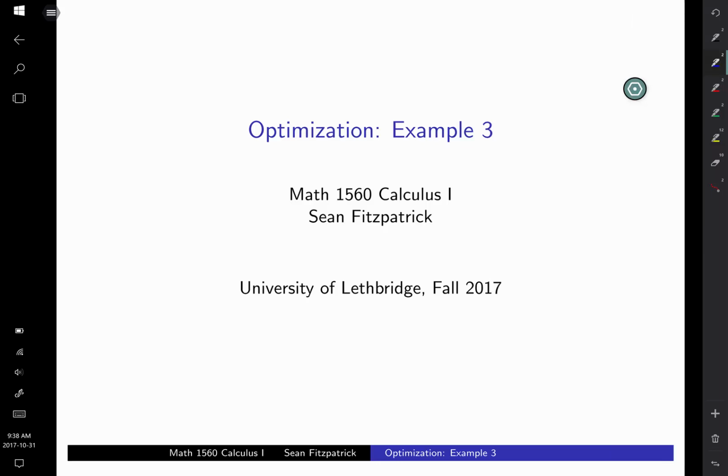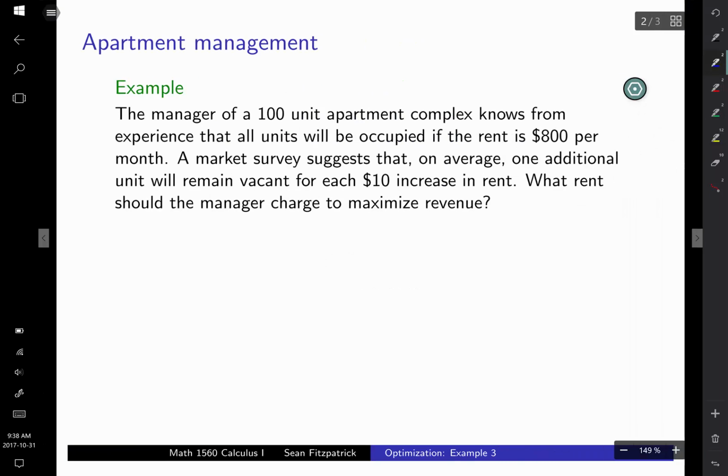Okay, so this will be our last optimization example for the videos for Math 1560 Calc 1 at U of L for fall 2017, and of course we'll have several more that we're going to do in class on Thursday. So for our last optimization example, we've got another kind of financial example here.